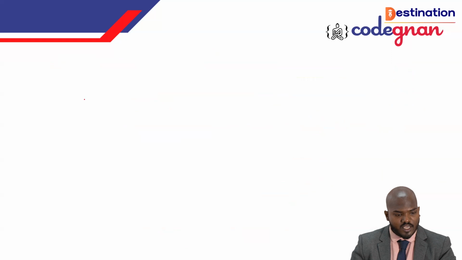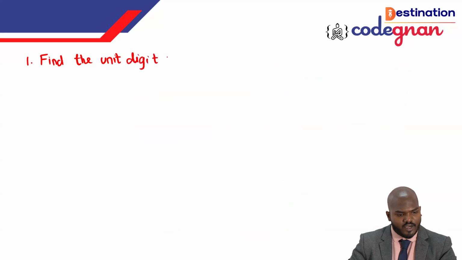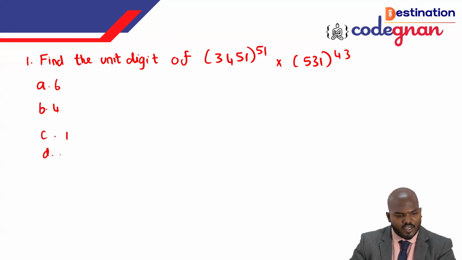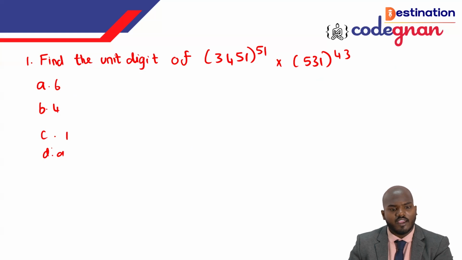Okay, I'm going to the question, guys. This is a real-time question we want to explore here. Find the unit digit of 3451 power 51 times 531 times 43. My options are A, 6, B, 4, C, 1, and D, 9.